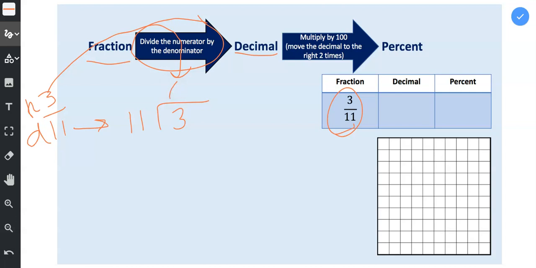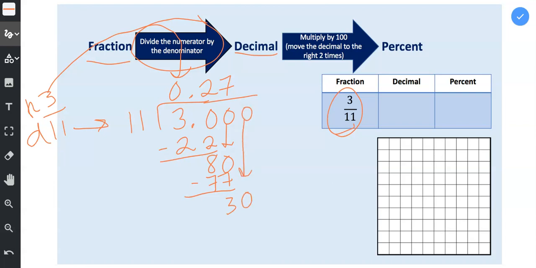11 goes into 3 0 times. I add a decimal, I add a 0, I bring the decimal to the top. 11 goes into 30 twice. 11 times 2 is 22. I subtract, I'm left with 8. I bring down a 0. 11 goes into 80 7 times. 7 times 11 is 77. I get a 3 when I subtract.